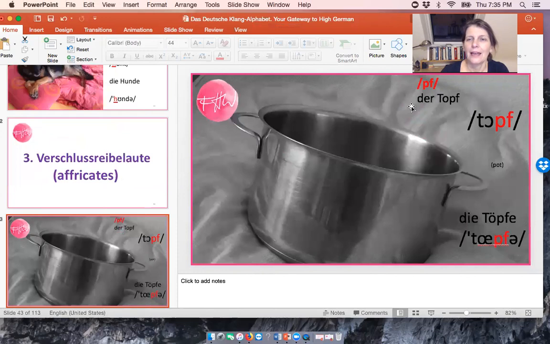Affricates. Der Topf, a combination of the penguin and the frog sound. Pf, Topf. Die Töpfe, Topf, die Töpfe.